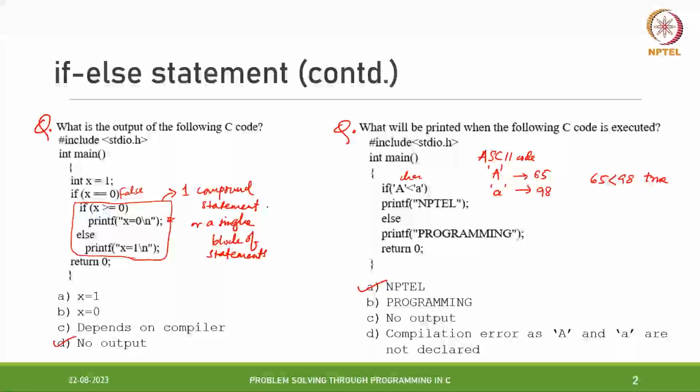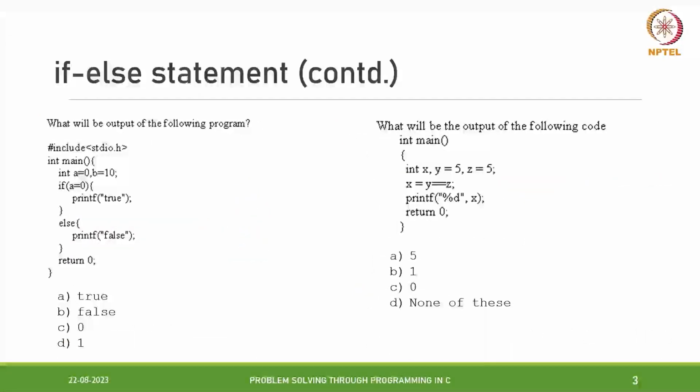Yes, sir. Okay, so now let's look at some more questions. So we have two variables a and b with the values 0 and 10 respectively. Now we write if a = 0, then we print something, else we print something else. What do you think should be the output of this particular code? Can you explain why?